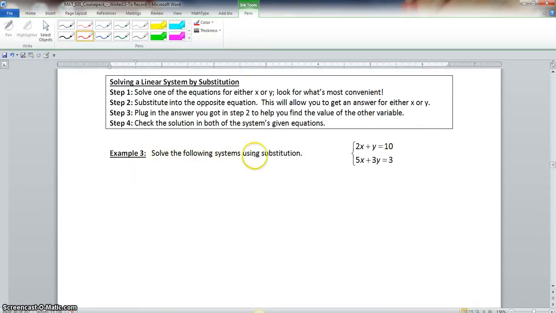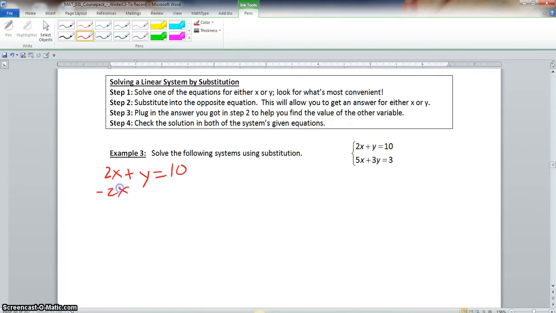Example 3. It says solve the following system using substitution. Above here it gives you steps to take whenever you have a system of equations where one of the variables is not isolated. This is what I would tell you to do. Look at both of these equations and ask yourself, if you're going to use the substitution method, which variable in which equation would be easiest to isolate by itself? So I would say the first one would be, and I would say get y by itself.